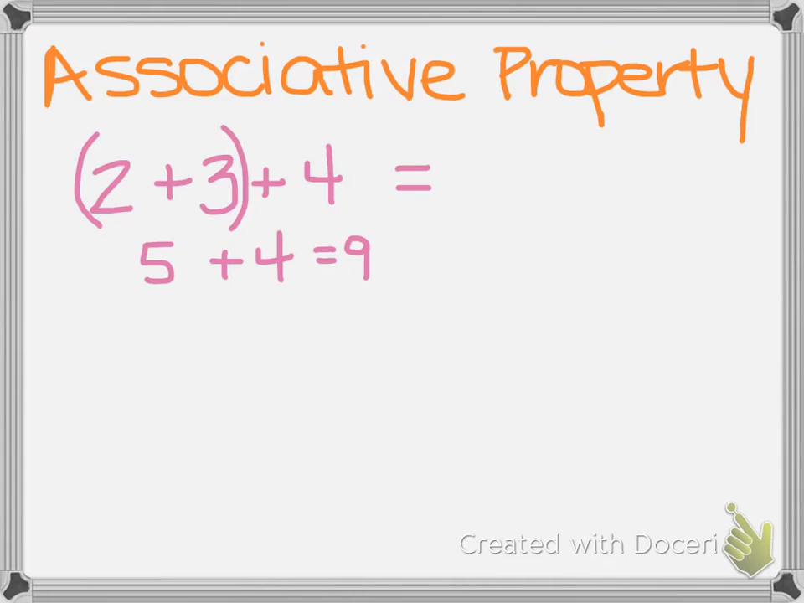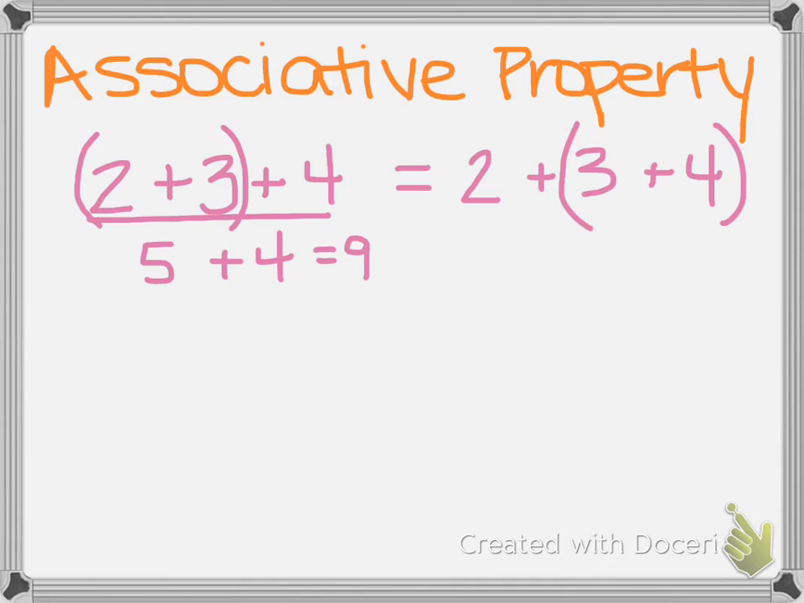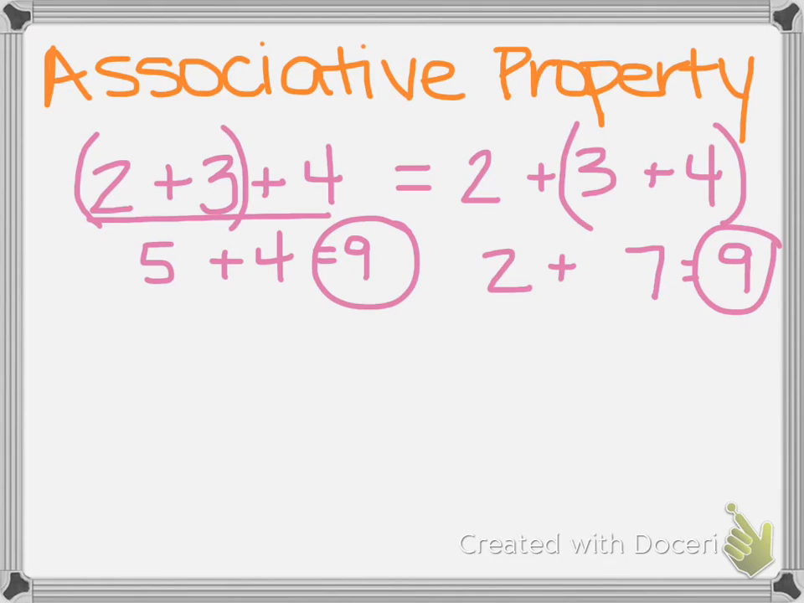But the associative property is saying it doesn't matter which group you add first. So I can use the same numbers. 2 plus 3 plus 4. And instead of adding 2 plus 3 first, I'm going to add 3 plus 4. Watch how this works. 3 plus 4 is 7. But I still have this 2 to add. And we know that 2 plus 7 equals 9. That's right, you got 9 both ways. Because it doesn't matter which group you add first, because of the associative property, you will get the same answer.